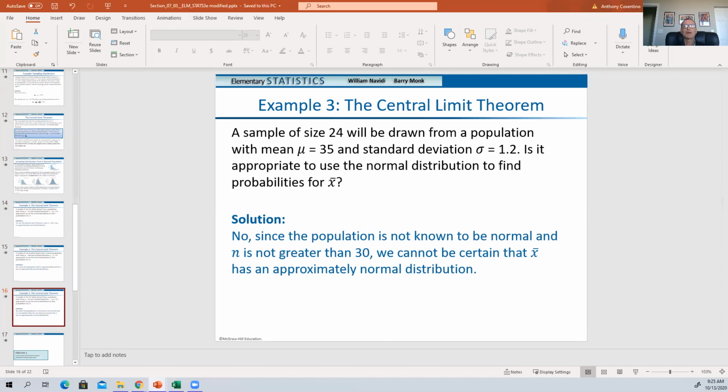Well, that ends this first introduction of the central limit theorem. And in the next lecture, we'll talk more about actual calculations using the central limit theorem.